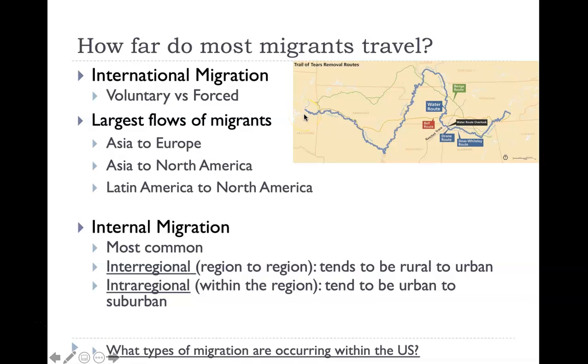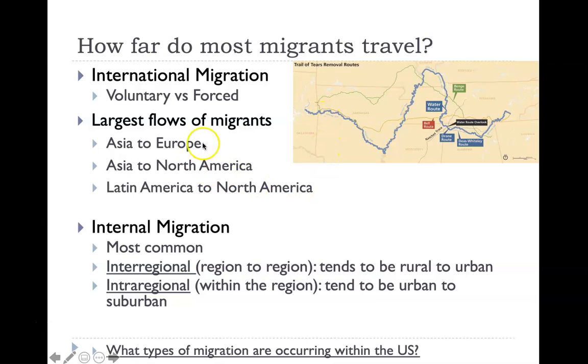We also look at the largest flow of migrants as well. We see Asia to Europe, Asia to North America, and Latin America to North America as well, right? So when we're talking about these international migration pieces, you have those two, right? Within internal migration, movement within a country, we see rural to urban, interregional happening. And again, this is much more common. People moving from place to place in a country is much more common than people moving from country to country.